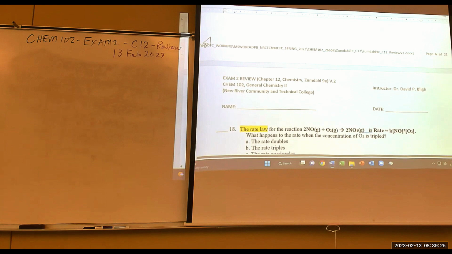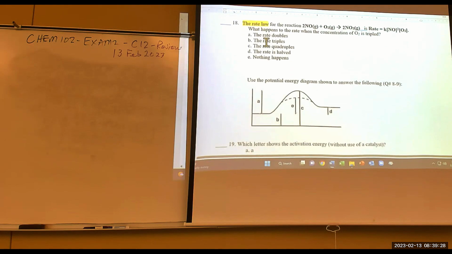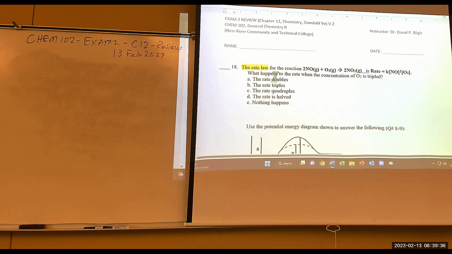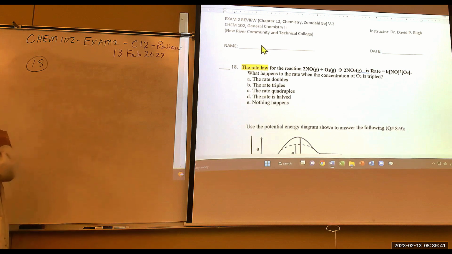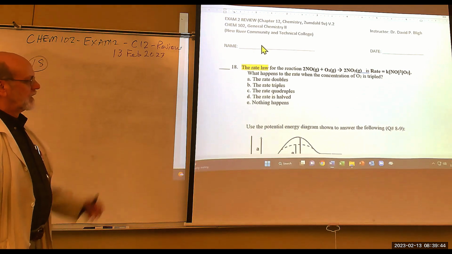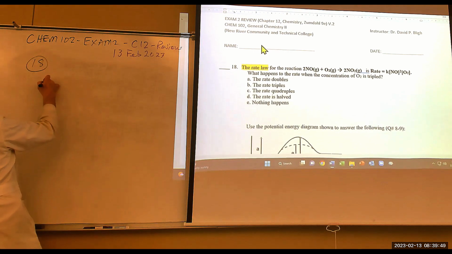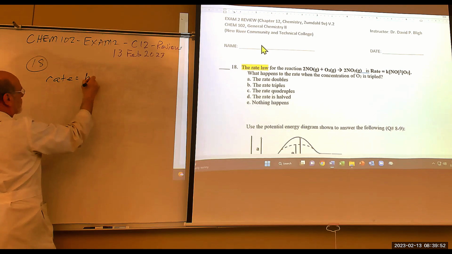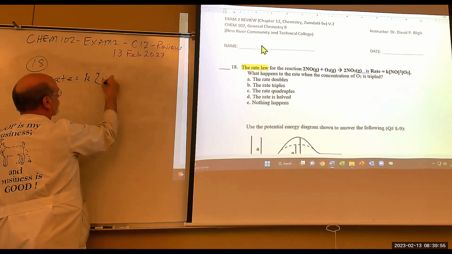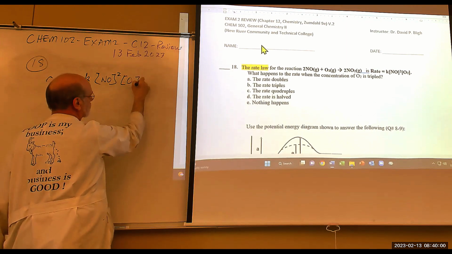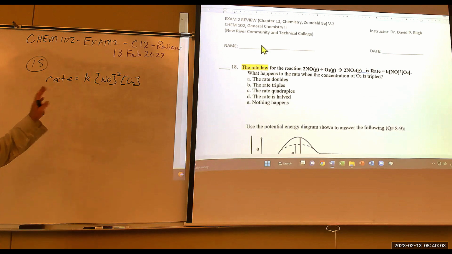Okay. Next. That potential energy diagram is for the next question, so let me go down like this so we don't confuse it. 18. The rate law for the reaction 2NO plus O2 yields 2NO2 is this. Okay, and then we have NO to the second power, and O2 to the first power. So there's the rate law for that reaction.